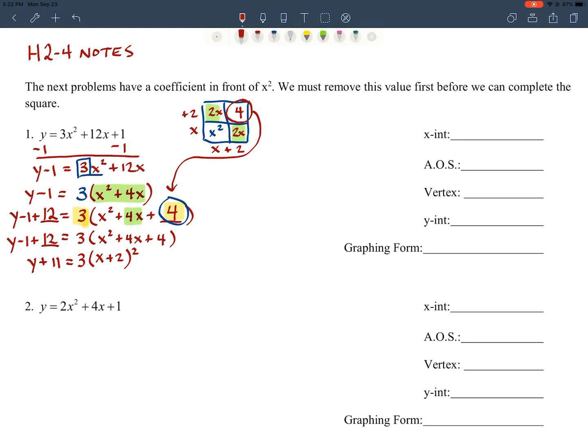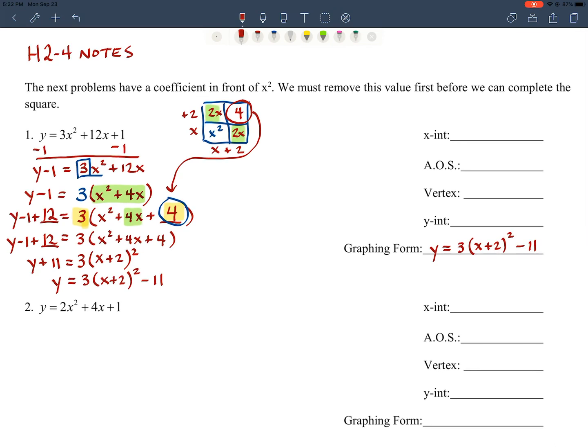Last step, we got to move the k value back over, so we'll subtract the 11 from each side. And that is our function in graphing form. y is equal to 3 times the quantity of x plus 2 squared minus 11. And from there, it's really easy to find our vertex, because that's our vertex form. We've got -2 comma -11.